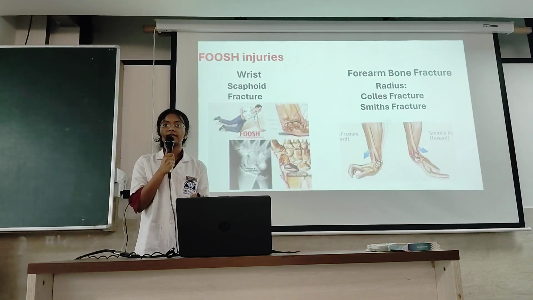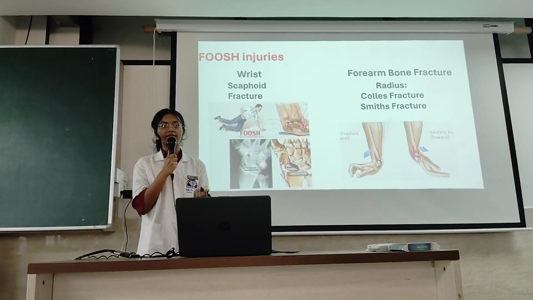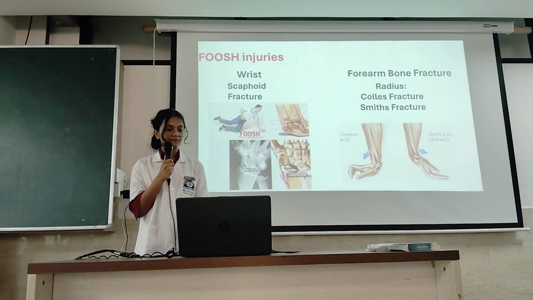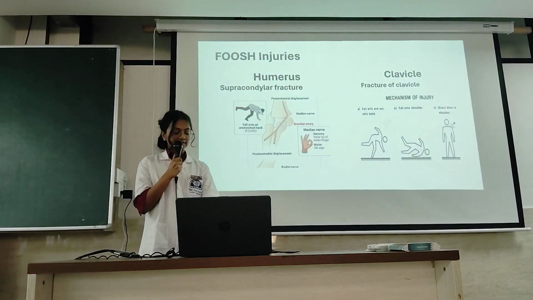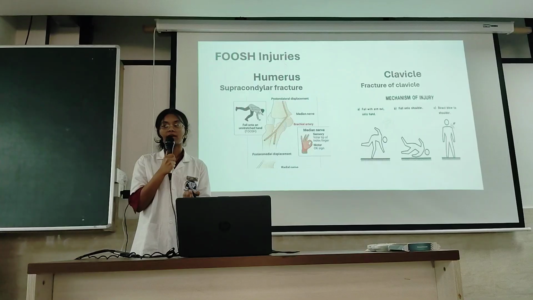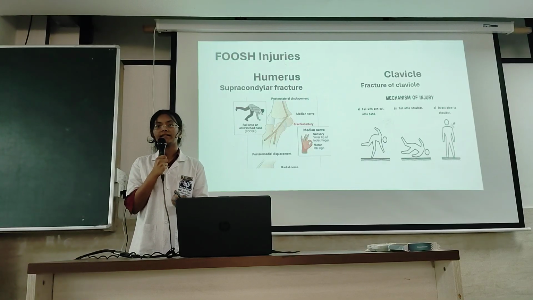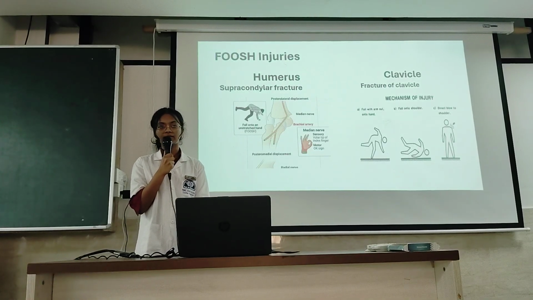In the forearm bones, the fracture of radius can be classified into Smith's fracture and Colles fracture. In the humerus, it is common at the supracondylar region, causing supracondylar fracture of humerus, and in the clavicle, causing fracture of clavicle. Thank you.